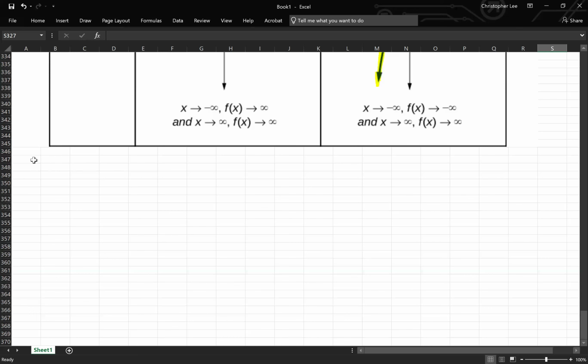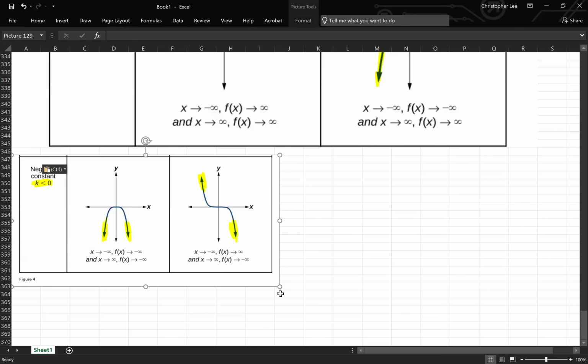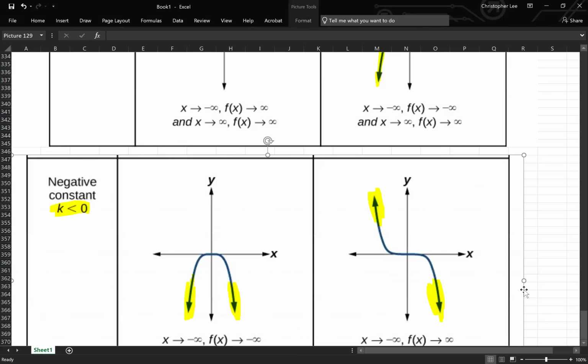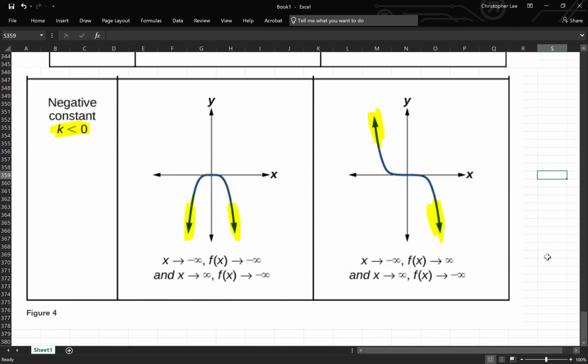Now, let's say that we had a negative k. Remember that these are going to be multiplied by some constant that we're calling k. So in this case, k is negative. So now this first graph here, think of y equals negative x squared. It's flipped over the x-axis, so this is what it looks like. As x is going to negative infinity, the y value is going to negative infinity. And as x is going to positive infinity, the y values are going to negative infinity. This is when the graph is downward. So it's flipped.